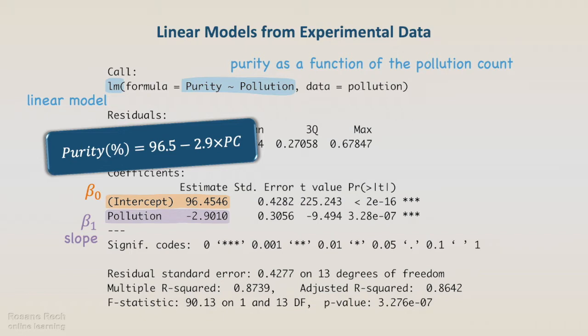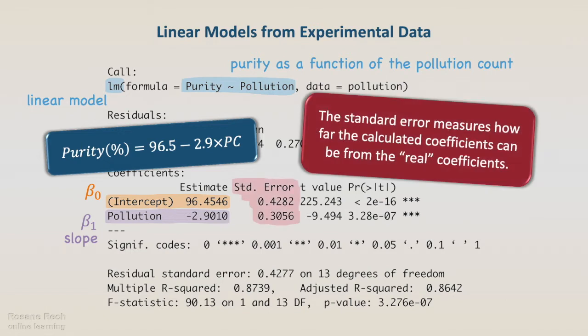Now we are going to look into some extra information on the output of the LM function that we have been overlooking until now. For each regression coefficient, we also have the standard error. The standard error measures how far the calculated coefficients can be from the real ones, those that would have been estimated if we had an infinite number of observations.